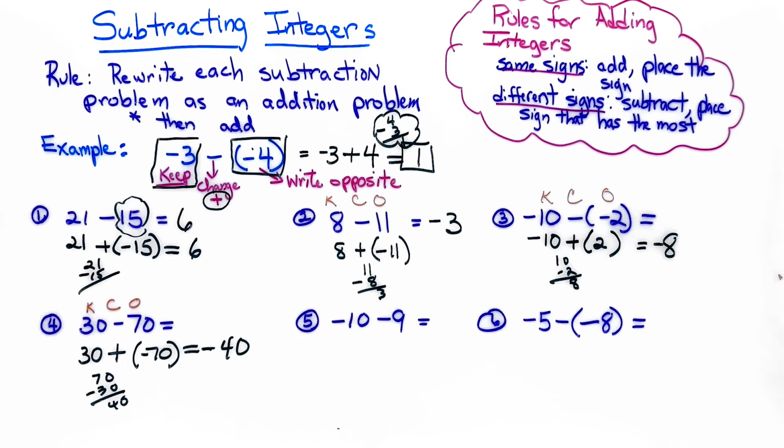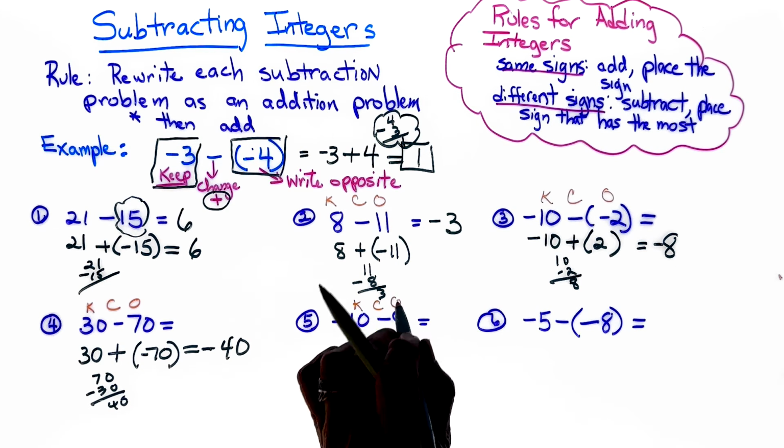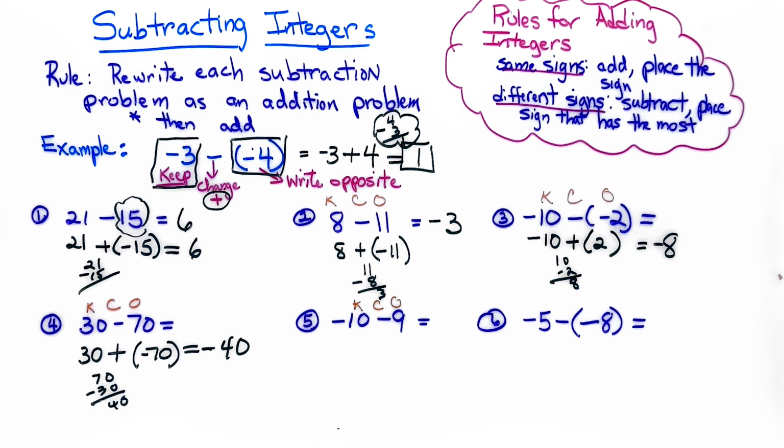Looking at number 5, I kind of like, and I have my students do that KCO till they really get it into their brain, into their long-term memory. So I'm keeping the negative 10. I'm changing the sign to a plus. I'm going to write the opposite of a positive 9, which is a negative 9. So now I see both of my signs are the same, and when the signs are the same, you just add them and place a sign. So the answer is negative 19.